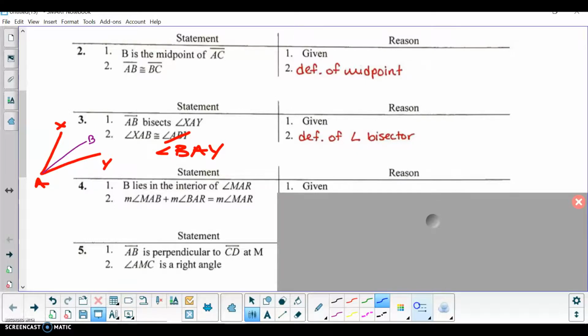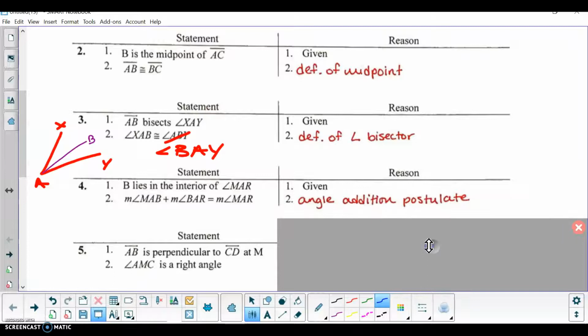B lies in the interior of angle MAR. That's given. Number 2, the measure of angle MAB plus the measure of angle BAR equals the measure of angle MAR. That is kind of like number 1. An angle addition postulate. So you have angle addition and you have segment addition. They're very similar.